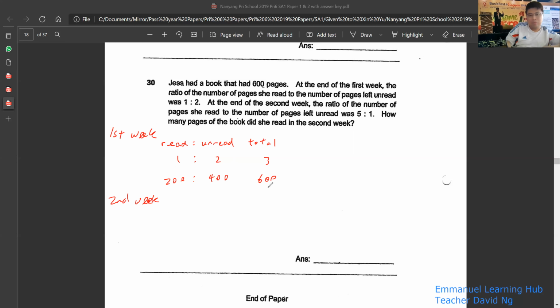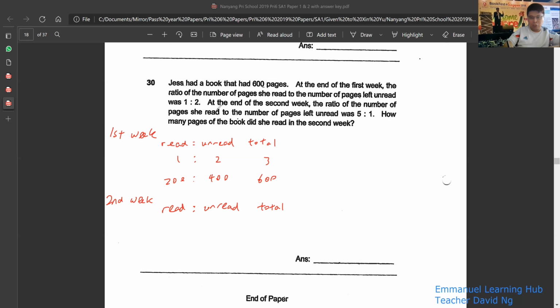Question: will the total number of pages change over time? No, right? The pages that you read and unread would change, definitely would change. But the total number of pages would never change. That one is quite straightforward. The pages in a book won't change. It's a constant. Then second week, what happened?